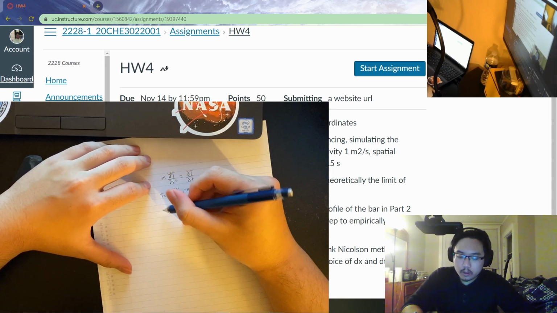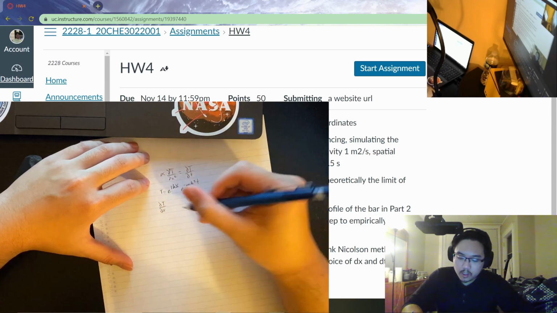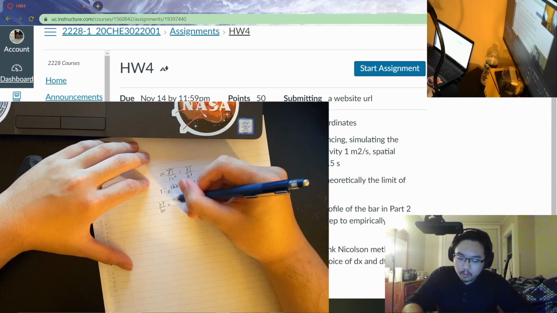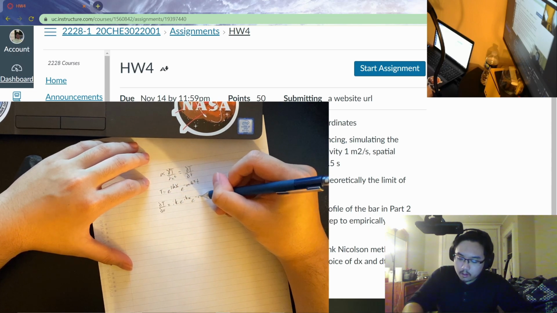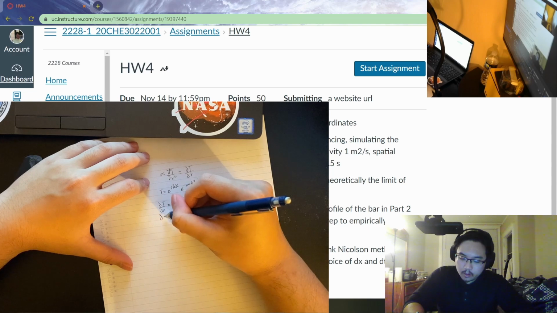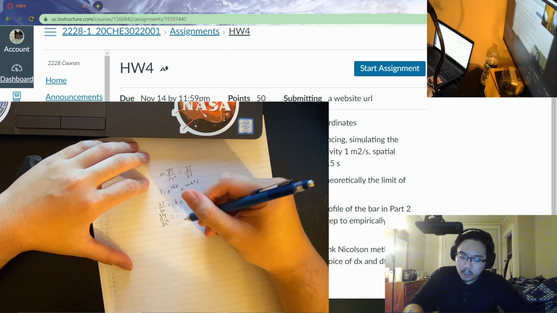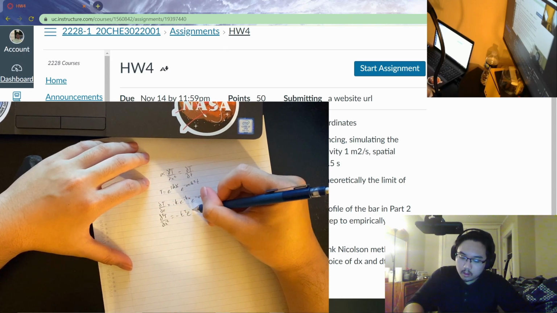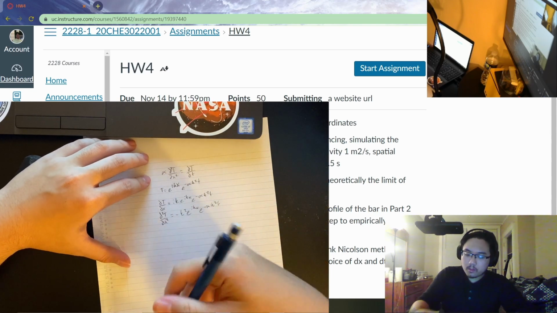I'll do the derivations here. The partial derivative of temperature with respect to position is going to be equal to, bringing it down, i k e to the i k x, and this stays the same. The second partial derivative is equal to i times i k, which is negative k squared, e to the i k x, e to the negative alpha k squared t.